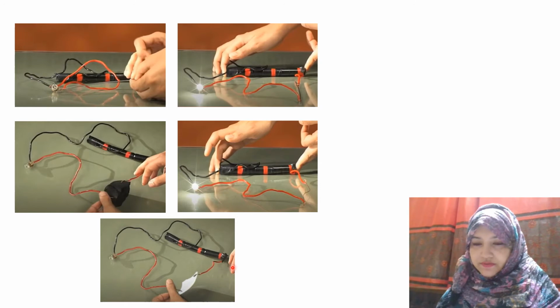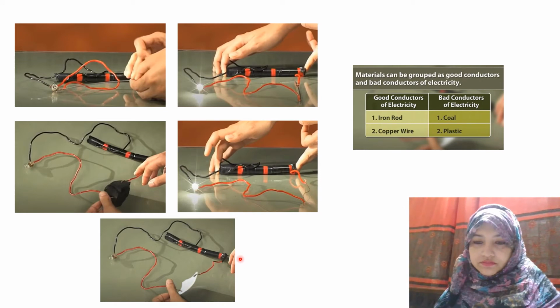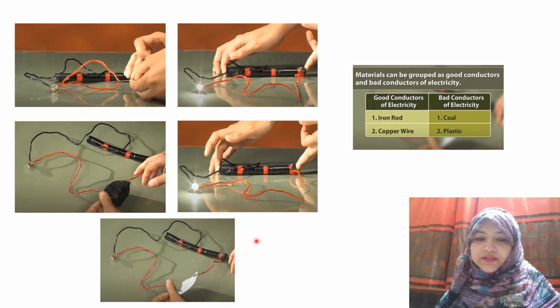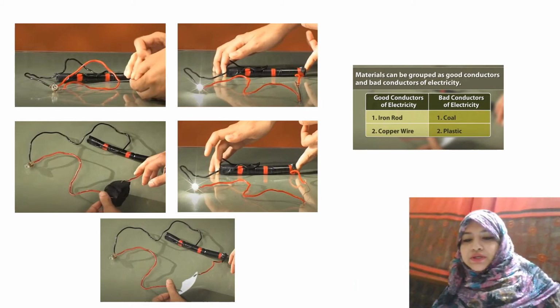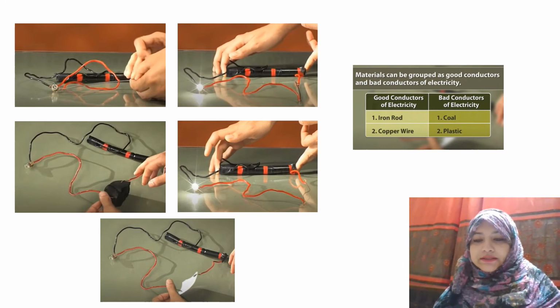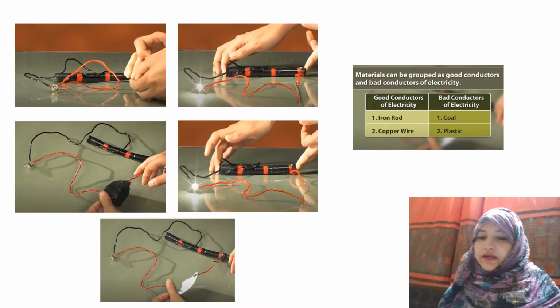Okay, and you can see from this table, mainly metals, iron and copper. The iron rod and copper wires are good conductors of electricity, and coal and plastic are bad conductors of electricity. And from this experiment, you have very easily learned that metals are good conductors of electricity, and that means that they allow electric current to pass through them.